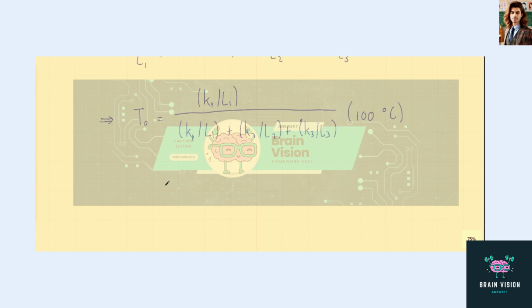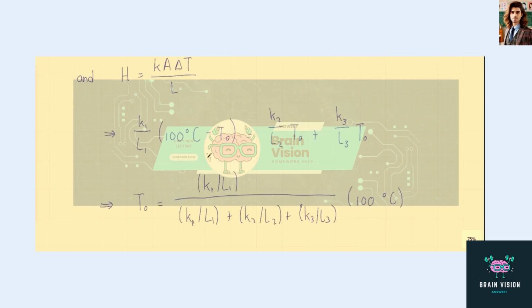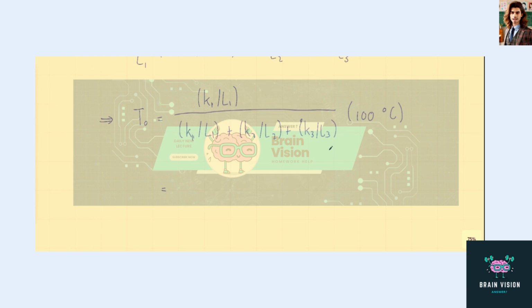So if we substitute our values for the thermal conductivities for copper, brass, and steel into K1, K2, and K3, and our thicknesses of each end, we get the temperature of the junction to be 78.4 degrees Celsius.